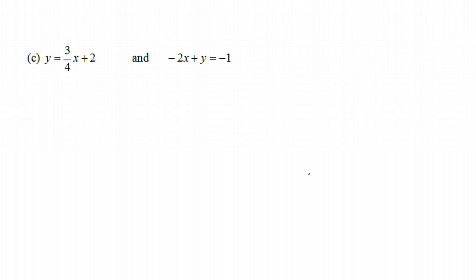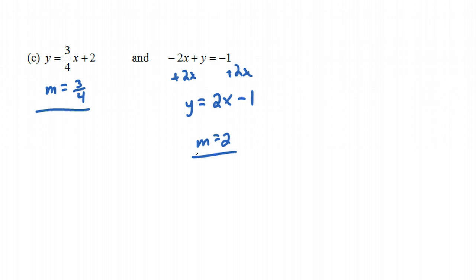And in part C, this one has a slope of 3/4. It's already in the form y equals mx plus b. And this one is almost there. Just add 2x to both sides. What we have is y is equal to -1 plus 2x, or 2x minus 1. And notice the slope here is 2. So this one has a slope of 3/4, this one has a slope of 2. Well, they're not the same slope, so they're not parallel. And also their slopes are not negative reciprocals of each other, so they're not perpendicular either.